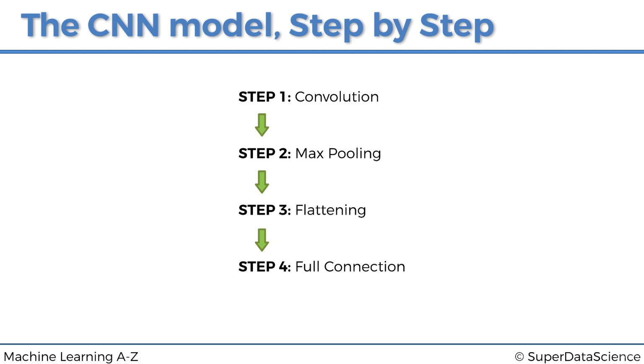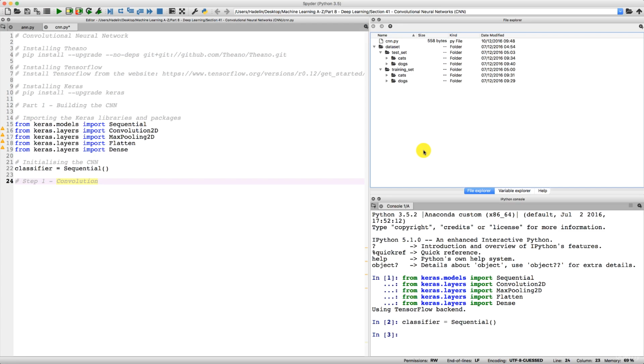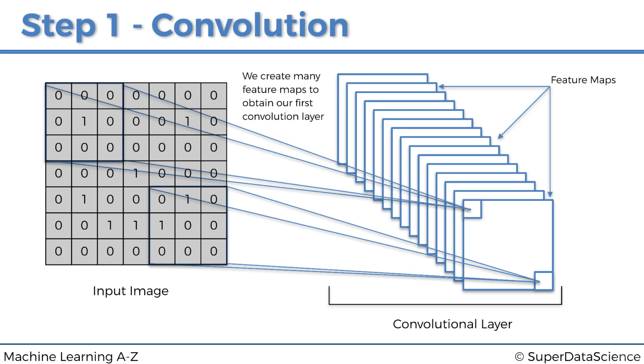So the CNN building process takes 4 steps. Step 1, convolution. Step 2, max pooling. Step 3, flattening. And step 4, full connection. And in this tutorial, we will take care of the first step, convolution. So let's also give ourselves a quick reminder of what this convolution step is about.